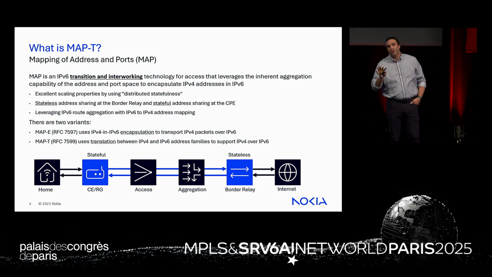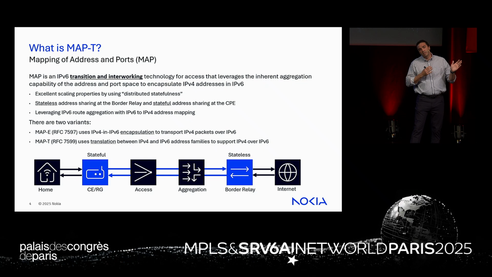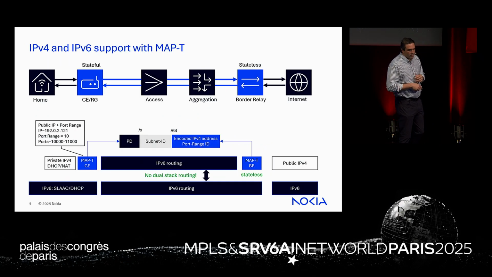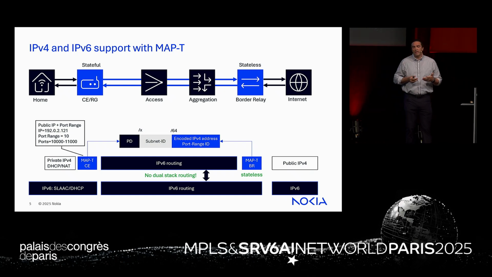We're not going to be talking about MAP-E. And then we have MAP-T, which uses translation between v4 and v6 to basically transport v4 over v6. Now, let's go a little bit deeper into what it is, right?